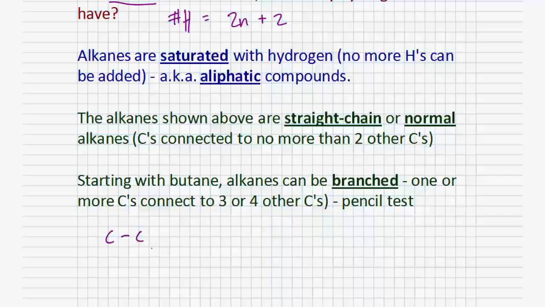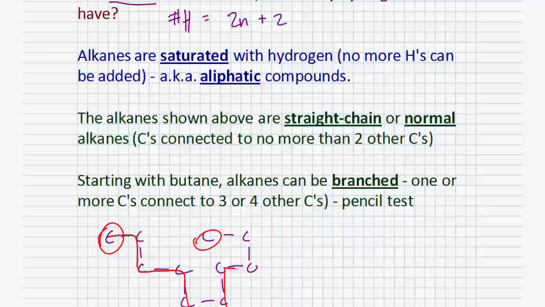A lot of students are confused a little bit. I can have one that turns corners, goes left and right and up and all over the place, but that's still a straight chain alkane because I can go from 1 end carbon to the other by tracing through all of the carbons in between and never picking up my pencil, never retracing my path.